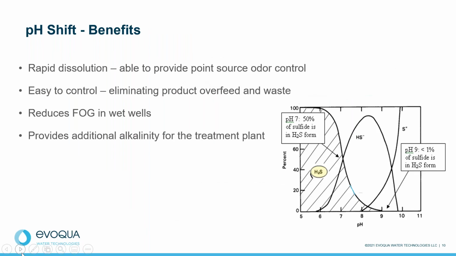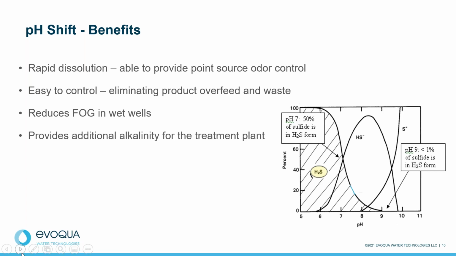Some of the benefits of pH shift technology include its ability to quickly dissolve, which means that not only can we use it for downstream odor control at force main discharges, but we can often use a pH shift product for point source odor control. Our particular Alkagen product is also easy to control, as I mentioned. We can really target a specific pH and keep it within a certain range.